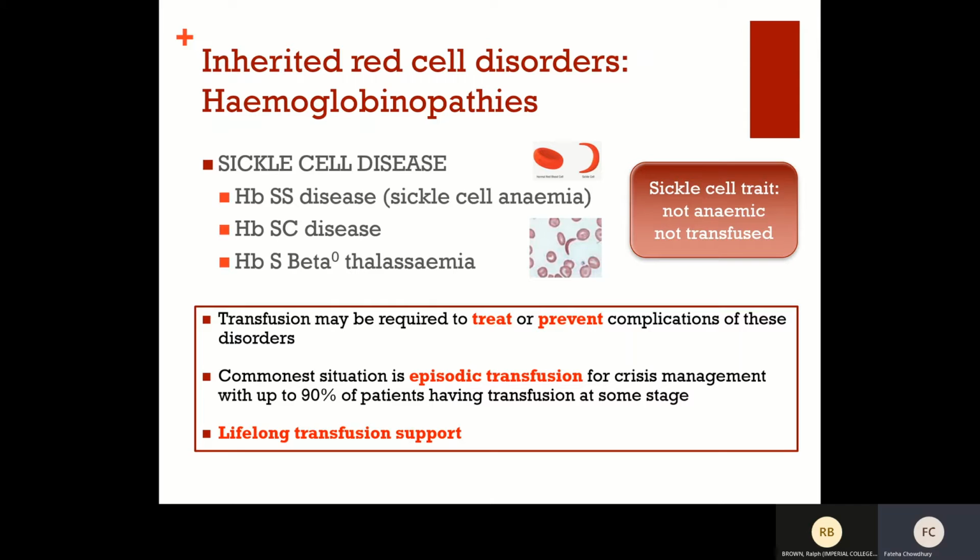So sickle cell disease is probably the largest hemoglobinopathy patient population that we all see, and in many cases transfusion is required to treat or prevent complications of the disorder, and it can be episodic transfusion for crisis management in up to about 90% of patients. But we are now getting to a stage in medical practice where we are planning regular interventions with transfusion, and at the moment it's lifelong transfusion support for many sickle patients with severe disease.